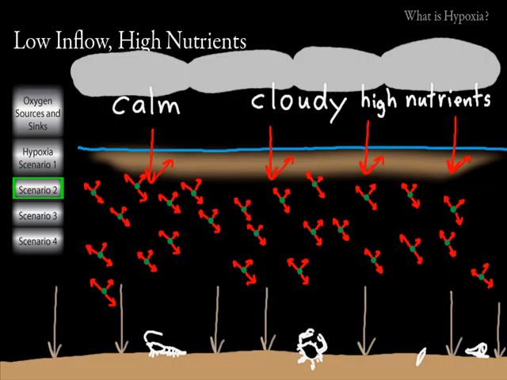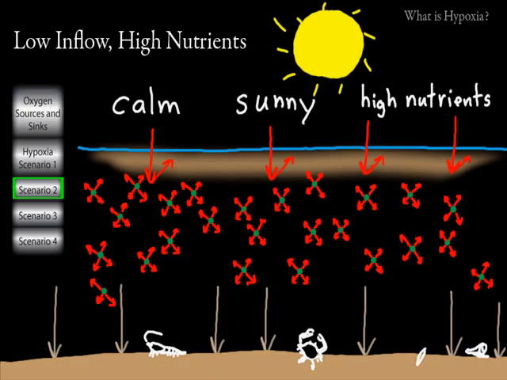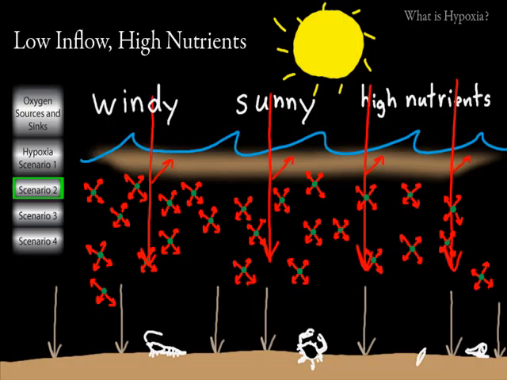But you'll also have greater consumption of oxygen because you have more things dying, more detritus in the system. Detritus is just dead stuff, dead plants, dead animals. Now if it's sunny, you'll have even more photosynthesis going on. And if it's sunny and windy, you'll probably have plenty of oxygen and hypoxia won't be a problem.